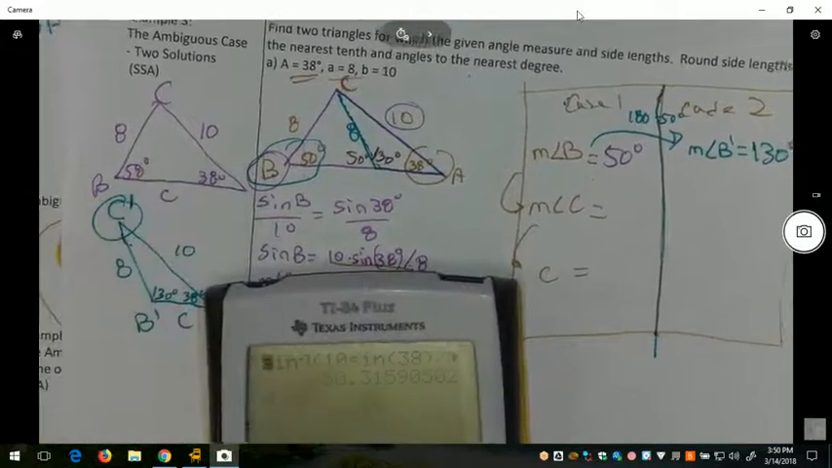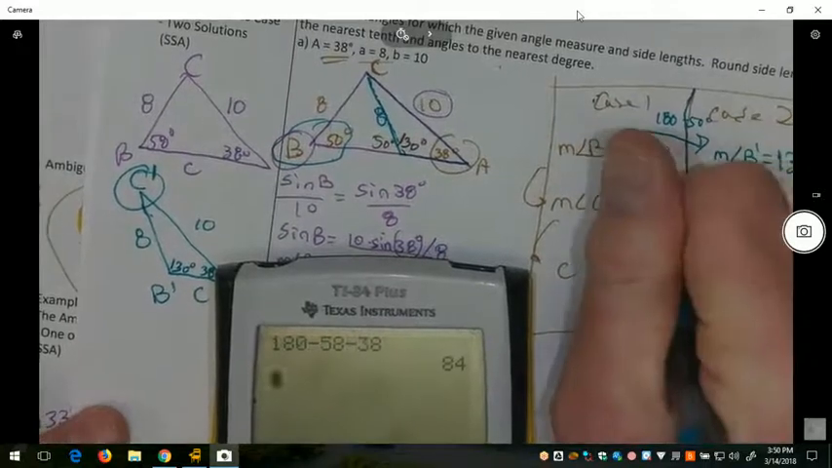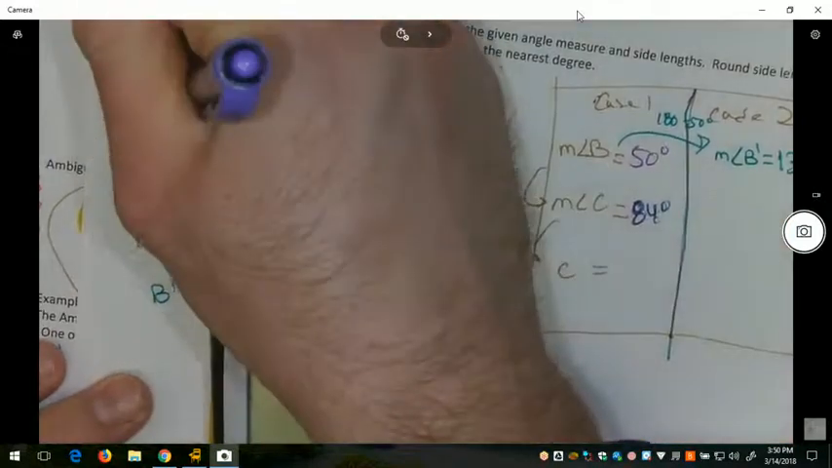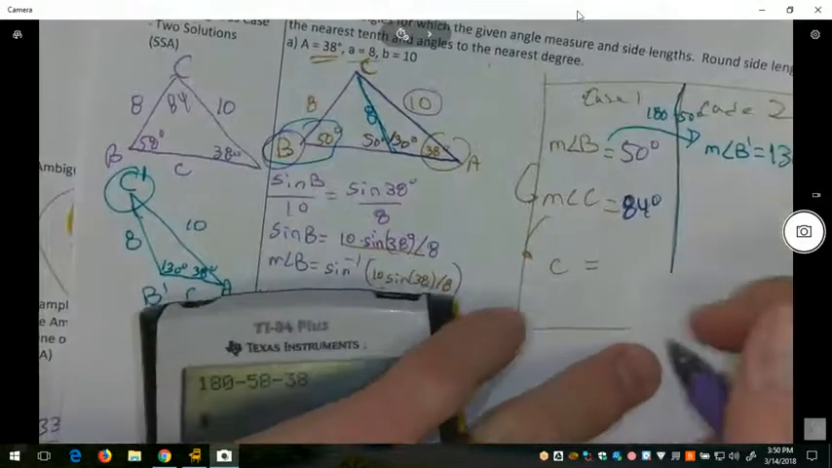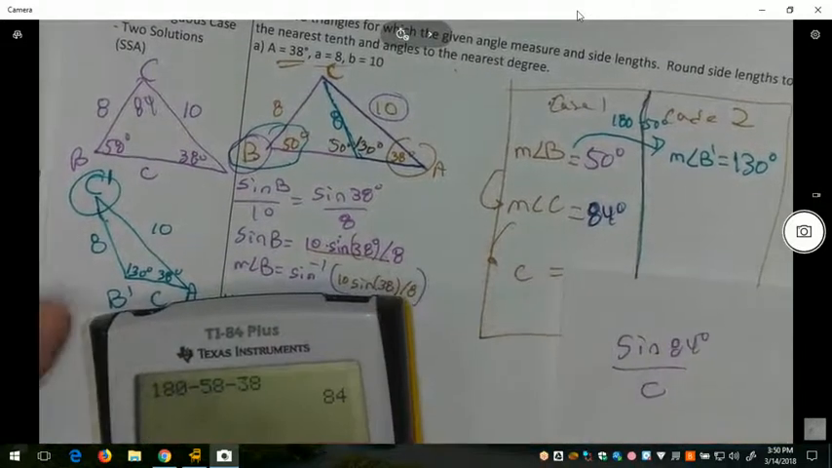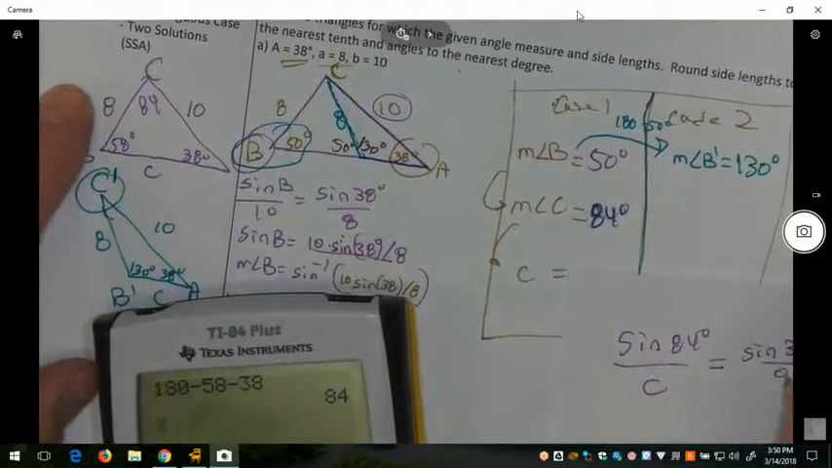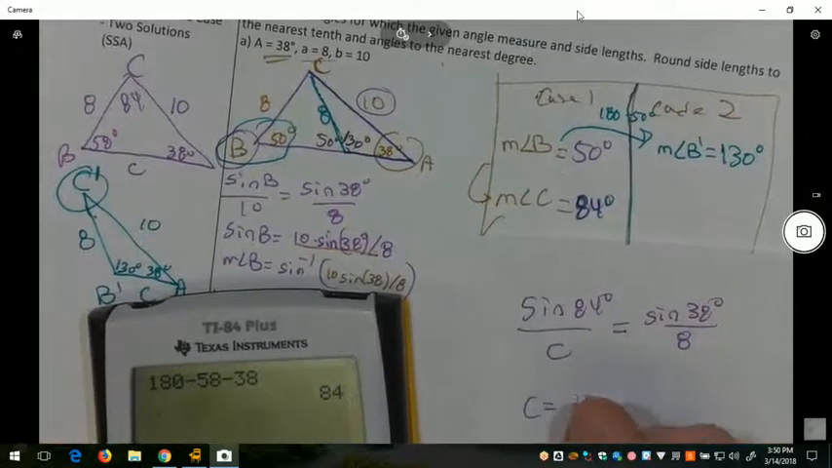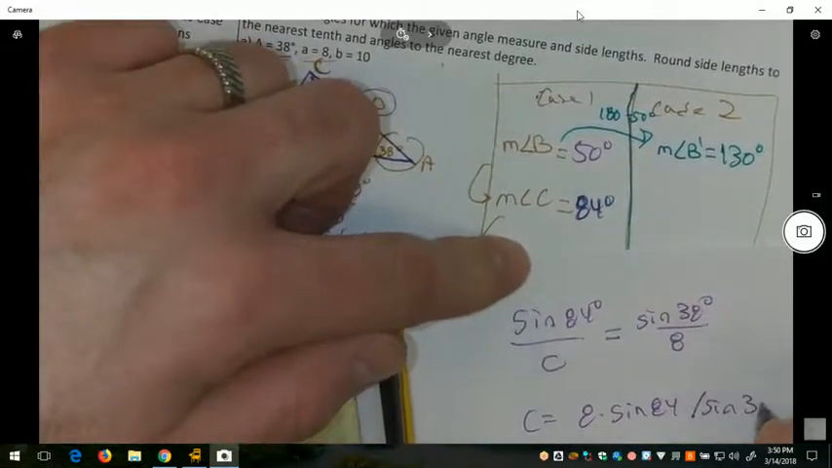In this triangle, the purple triangle, 180 minus 58 minus 38 is 84 degrees. I should probably do that in purple. 84 degrees for angle C. So now I can solve for side C by doing sine of 84 degrees over C equals the original one I was given, the 38 degrees, over side 8. So I'm going to cross multiply and solve for C. C equals 8 times the sine of 84 divided by the sine of 38.